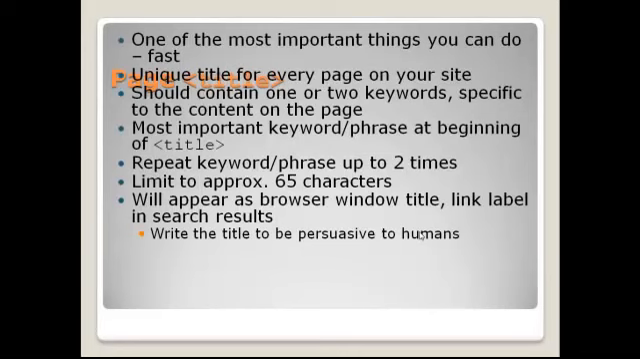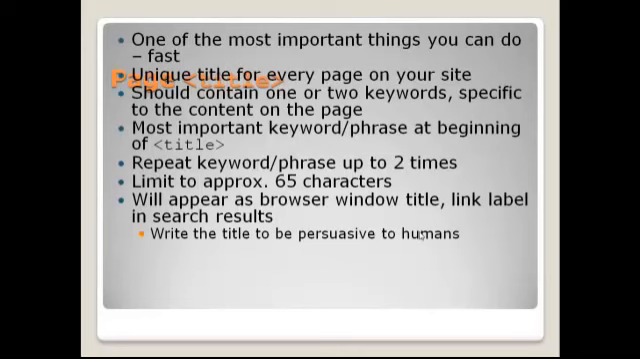These need to be unique for every page on your site. They should contain 1 or 2 keywords specific to the content of that page, with its most important keyword phrase at the beginning of the title. You want to repeat the keyword phrase up to 2 times and limit it to approximately 65 characters. It'll appear in the browser window title, and if you're looking at a page, it's usually the very top left-hand corner of the page, depending on what browser you're using.